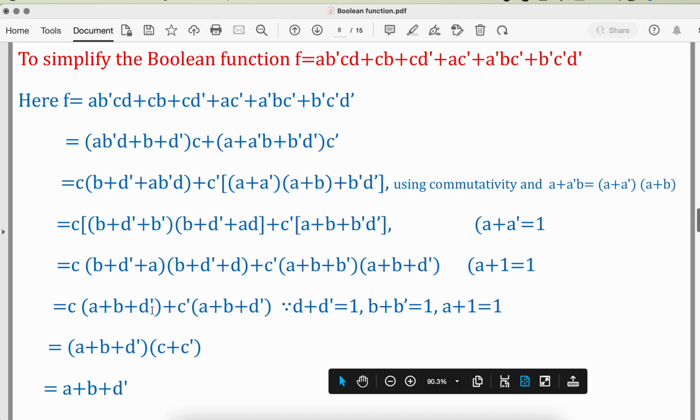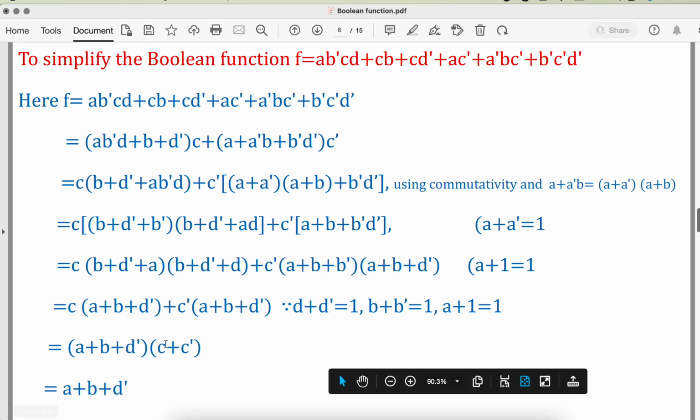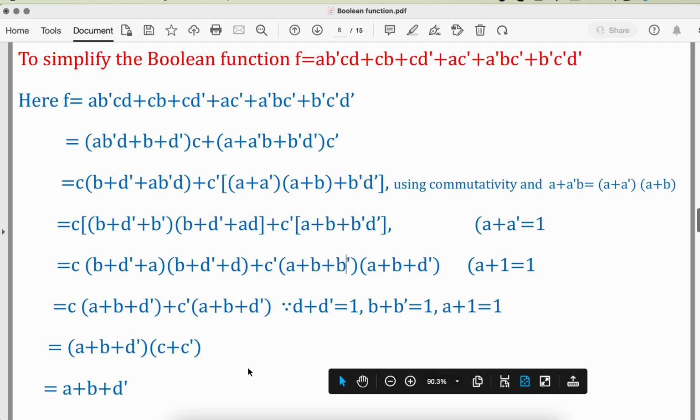Again (a + b + d') and (a + b + d') are common. So we are left with c + c', but c + c' is again 1. So the result is a + b + d'. So we have used a + a'b equal to (a + a')(a + b), a + a' equal to 1, and a + 1 equal to 1 to simplify this Boolean function.